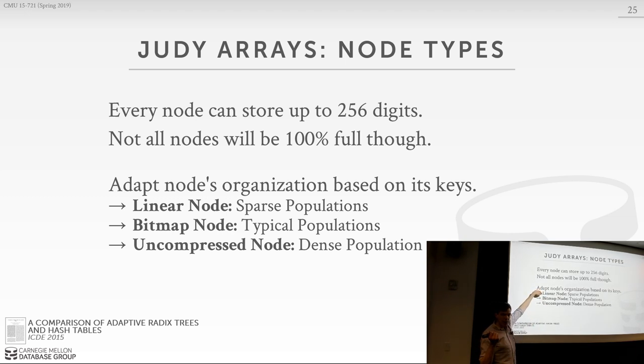The linear node will map to the two smallest node types in ART, and then they'll also have the uncompressed node. That's the largest node type in ART. And then what they do here with Judy arrays is different than what ART does, like the bitmap node.